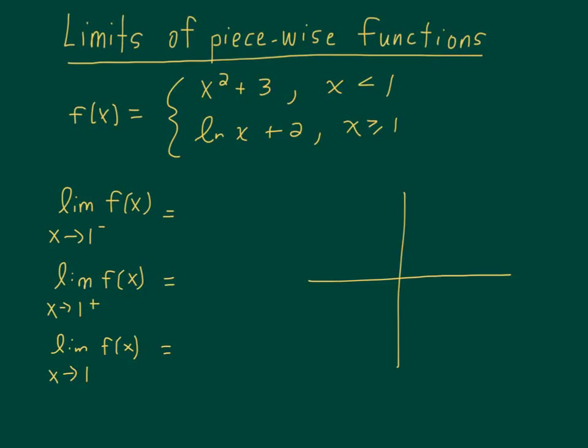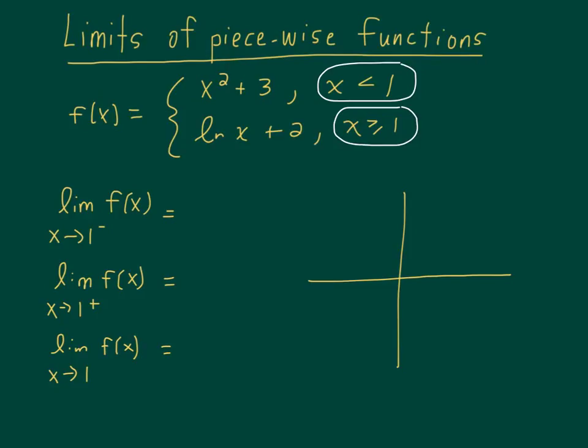Okay, we're going to look at finding the limit of a piecewise function. Here's an example given to us. So we have x squared plus 3, and that is defined for the piece x is less than 1. And we have the natural log of x plus 2. That's defined by the piece x is greater than or equal to 1.